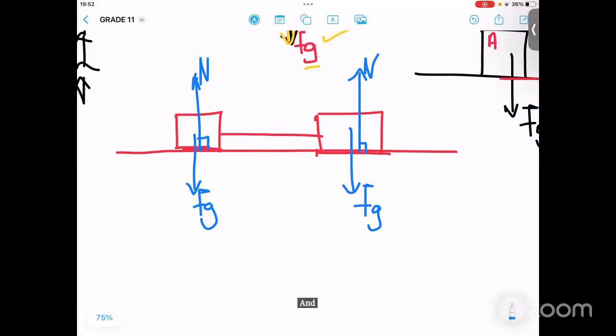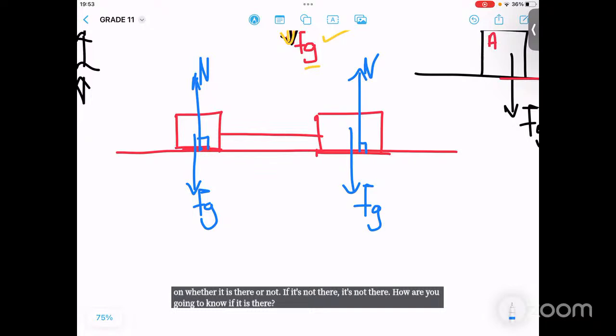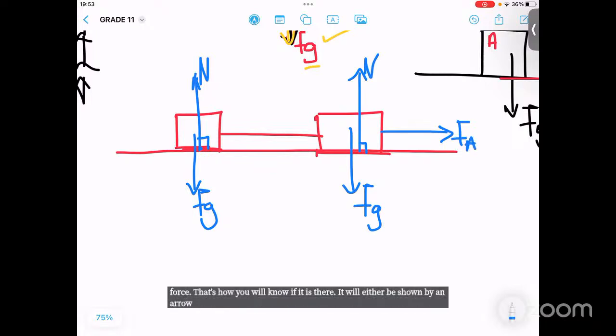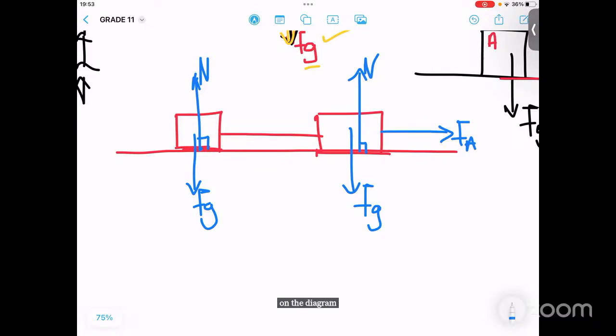And then when it comes to the applied force, it depends on whether it is there or not. If it's not there, it's not there. How are you going to know if it is there? It means it must be shown to say there is that applied force. That's how you will know if it is there. It will either be shown by an arrow on the diagram, or if you are given a statement, it will be explained to you that there is an applied force on the object.